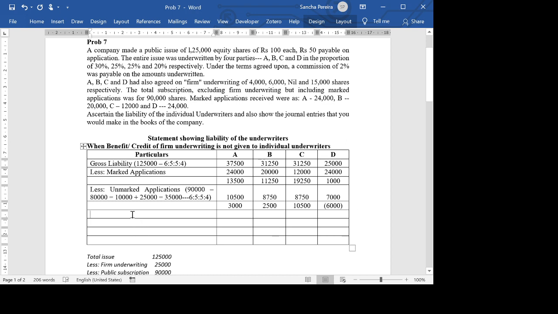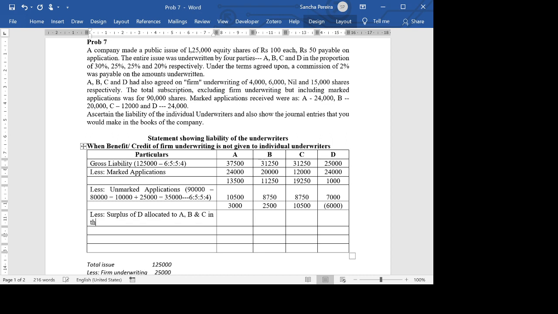among all the underwriters. So I say less surplus of D allocated to A, B and C in the ratio of gross liability. What is the ratio of gross liability? 6:5:5. Okay, so if I divide 6,000 in that ratio, I will get 2250. Here it will be 1875 and 1875.